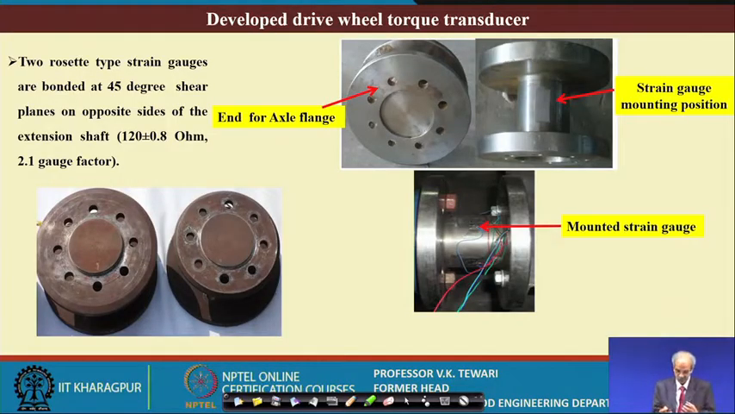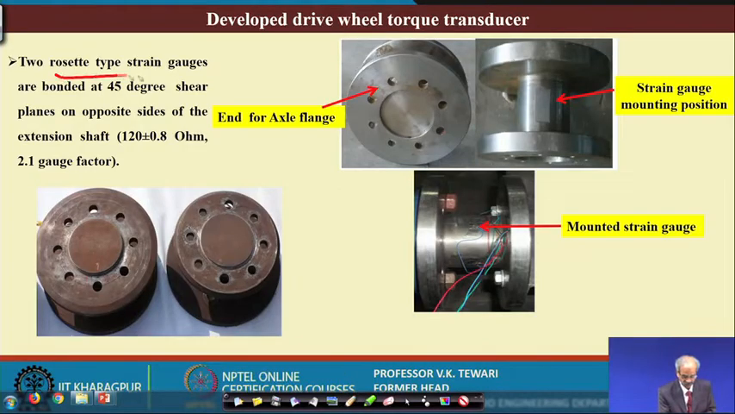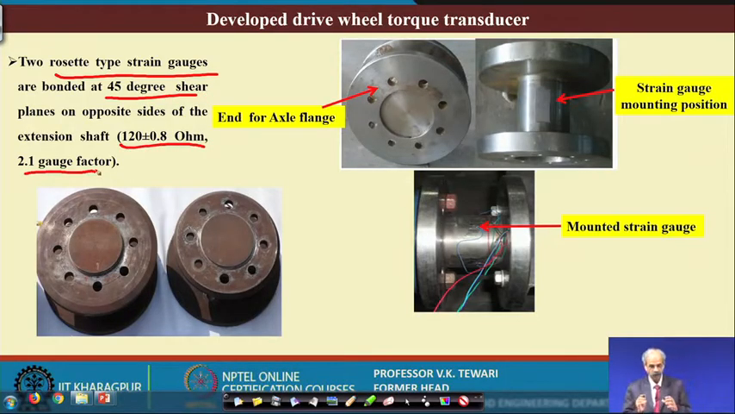We have made flanges, and these flanges will be on the tractor wheel on one side, and the other will be with the axle. So, the extension will take place with this. The rosette type strain gauges are at 45 degrees. In fact, this has been talked of earlier, and also the gauge factor of the strain gauge. Now, these are the strain gauge mounting positions, this is the position of mounting. Now, how do we reach this position?